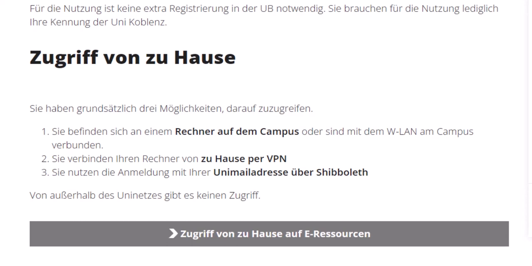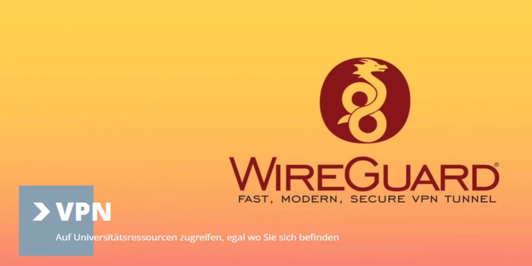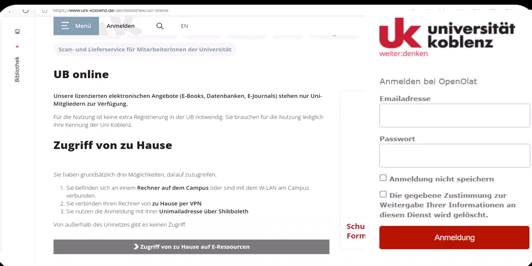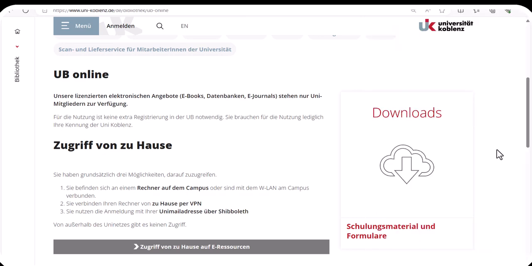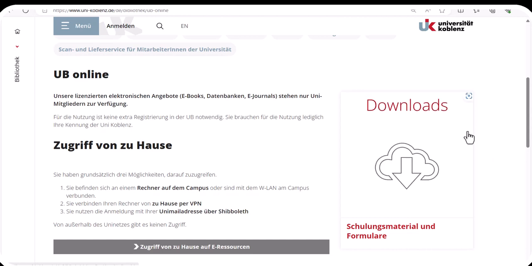There are basically three options here. Your computer is located on campus or is connected to the Wi-Fi on campus. Or you connect your computer from home via VPN. Or you use the login with your university mail address via Shibboleth. There is no access from outside the university network.